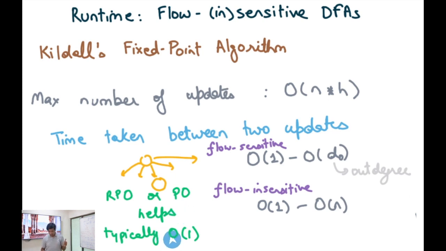And typically the amount of work that you have to do between updating a value and then identifying another value that needs to be updated as a result of the previous update is typically order 1, and that's what I'm going to assume in the rest of this analysis. So although the worst case values are order out degree or order n, the time taken between 2 updates, the typical value is actually just order 1.